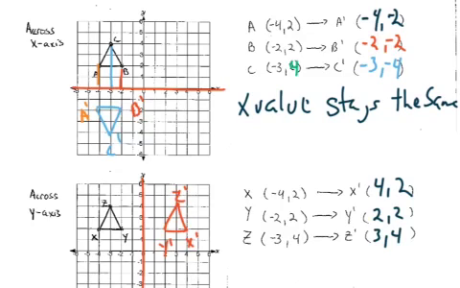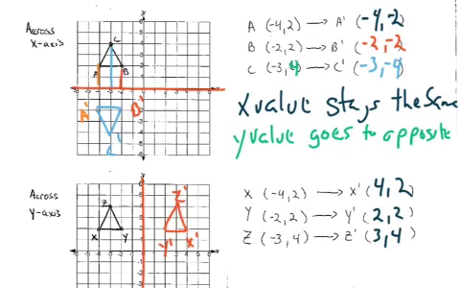What happens to the y value? Well, what's happening to it? I went from 2 to -2, 2 to -2, and 4 to -4. Notice the y value goes to its opposite. So this is when you reflect across the x-axis. X stays the same, the y goes to the opposite.